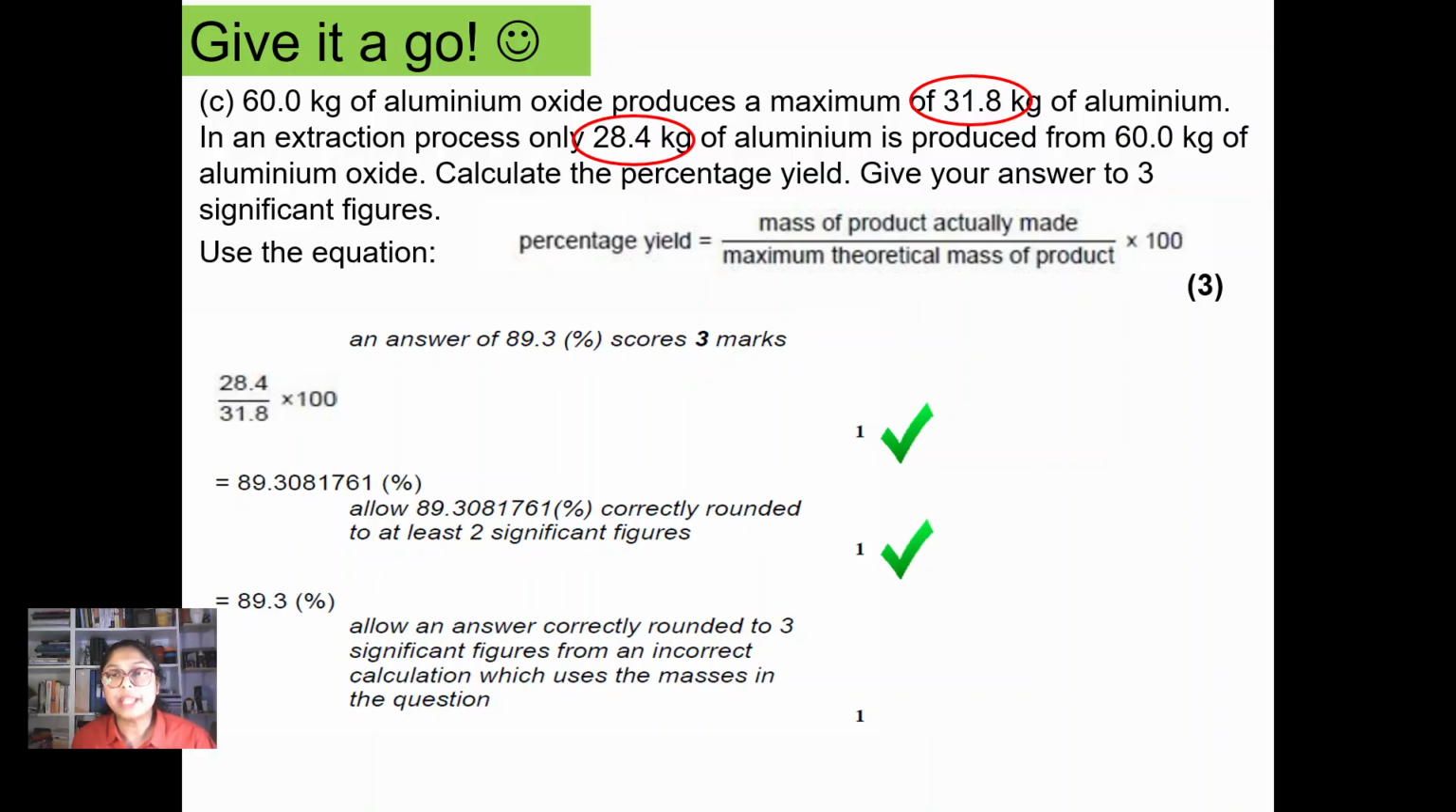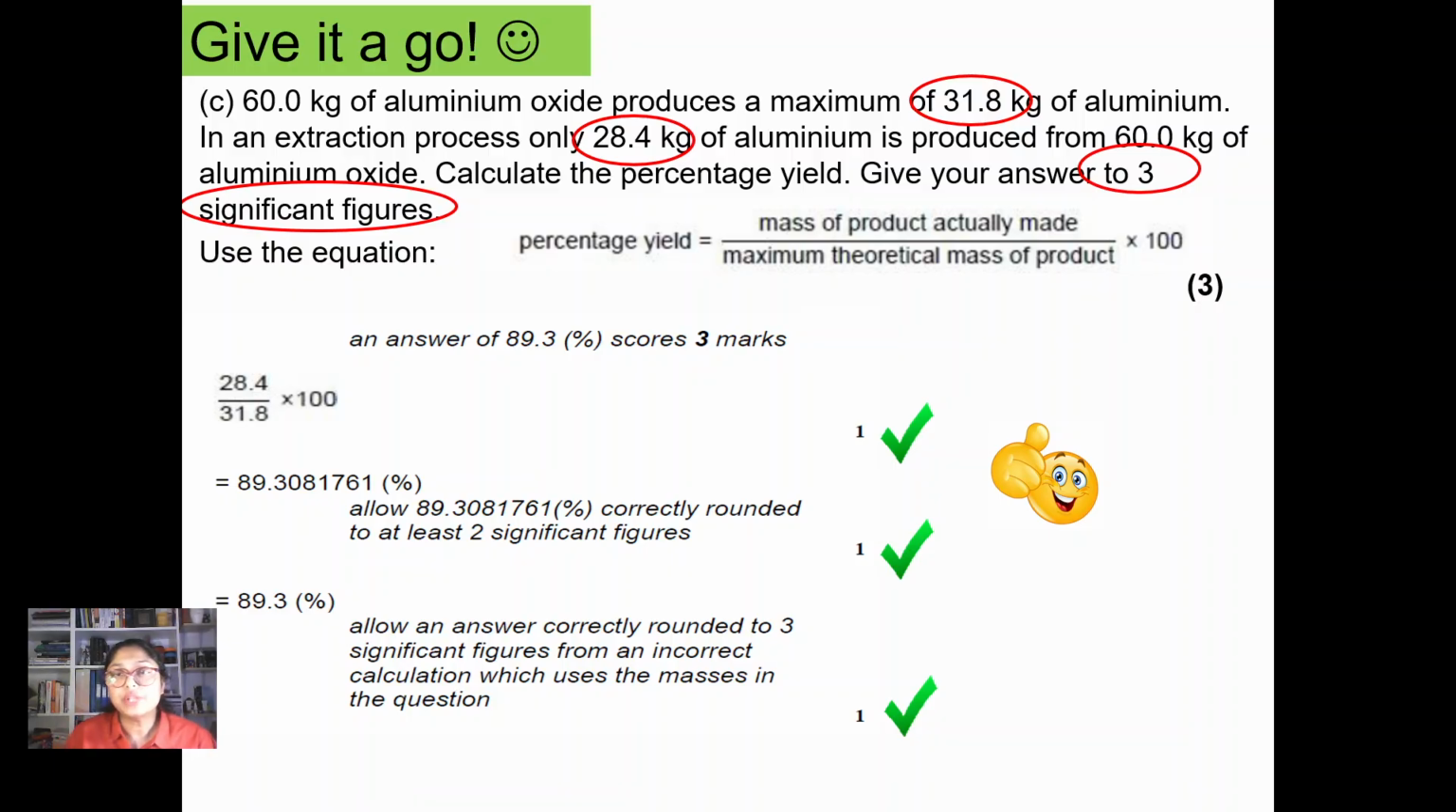But what they have said here is to stick to 3 significant figures. So you have to give your answer with 3 significant figures. So because it is 89.308, after the 3 there is a 0, which is less than 5. So you round it down, your answer 89.3. So that is your final answer. Well done. So you can get full marks with these easy 3 steps, isn't it?